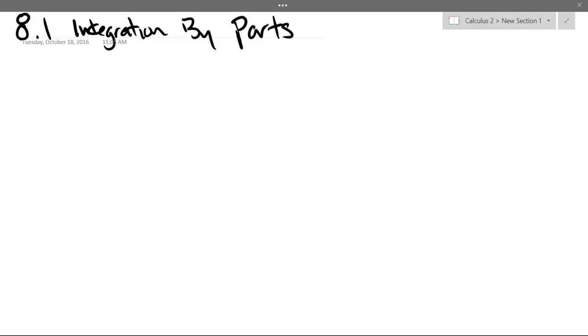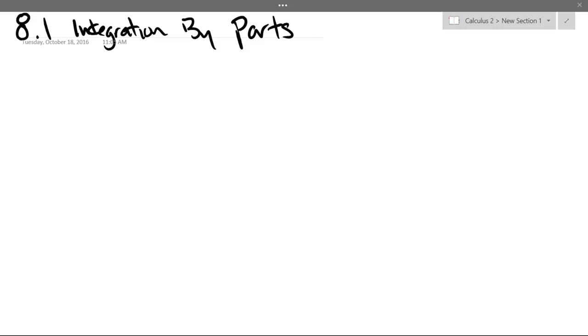So what's going to happen now is you're going to get techniques that are similar to but different from u-substitution. Unfortunately, you can't just say, oh, I'm going to u-sub and then turn this into an integral I know. There are more techniques than just u-substitution. So it's important to understand what you're about to learn. You're learning more techniques.